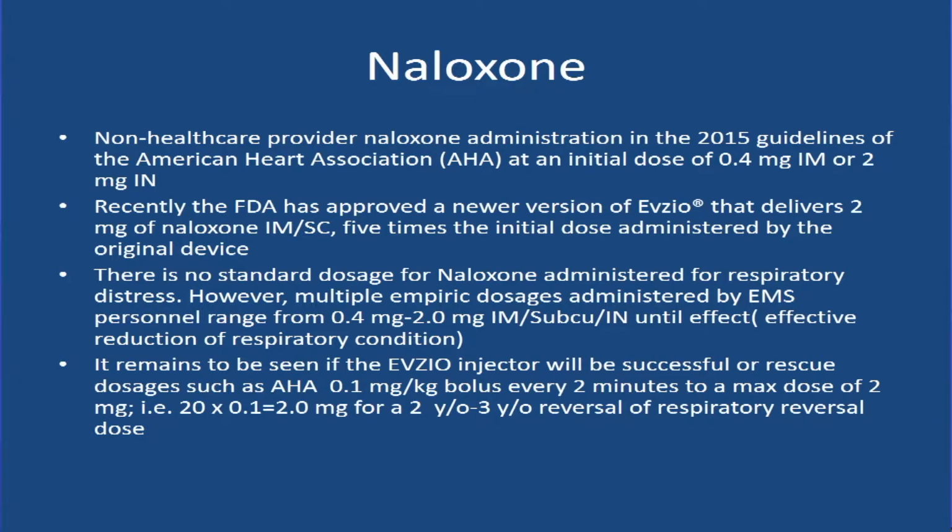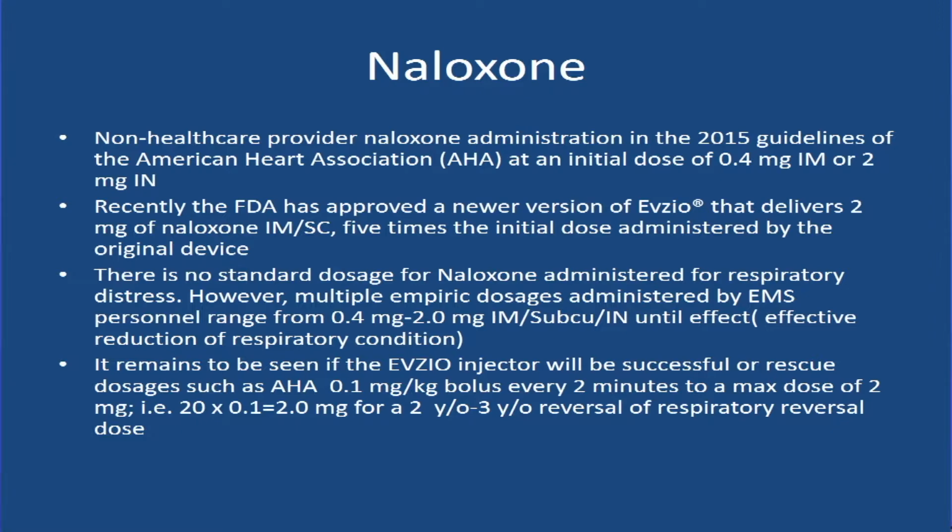There is no standard dosage for naloxone administered for respiratory distress. However, multiple empiric dosages administered by EMS personnel range from 0.4 to 2 milligrams IM, sub-Q, or intranasally until effect or the effective reduction of respiratory condition. It remains to be seen if the Evzio injector will be successful versus rescue doses such as the AHA's 0.1 milligrams per kilogram bolus every 2 minutes to a max dose of 2 milligrams.